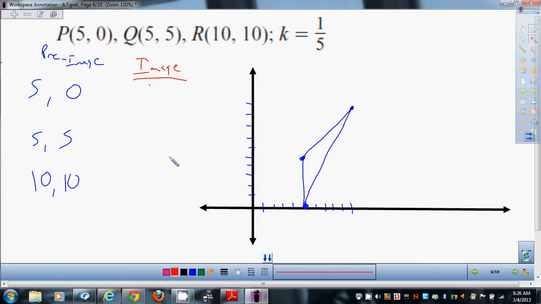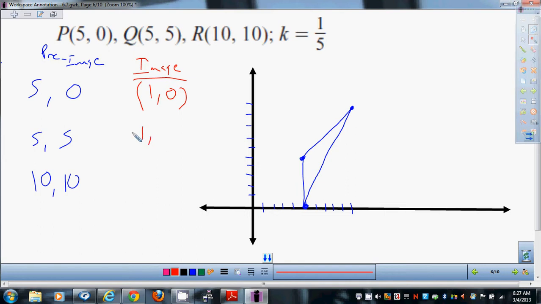5 times 1, 5. What's 5 divided by 5? 1. 0 times 1, 0 divided by 5, 0. There's our first coordinate. 5 times 1 is 5. 5 divided by 5 is 1 again. 5 times 1/5 will also be 1.